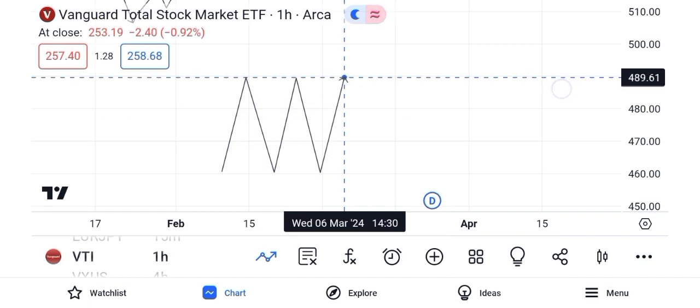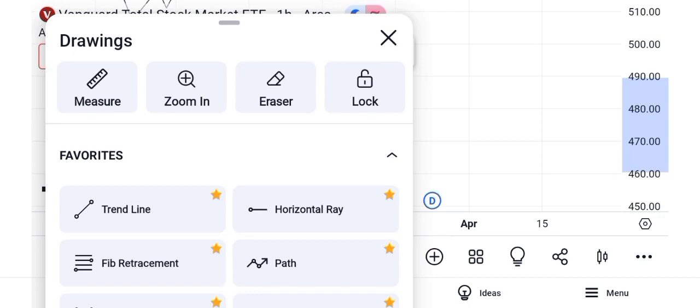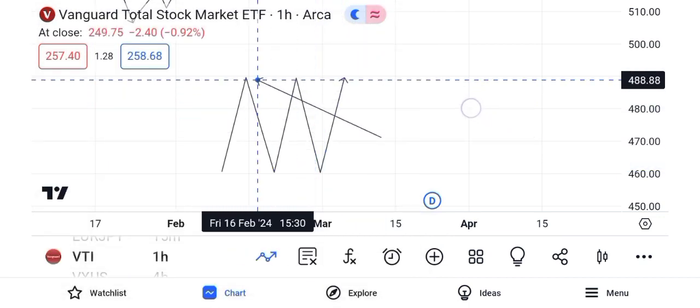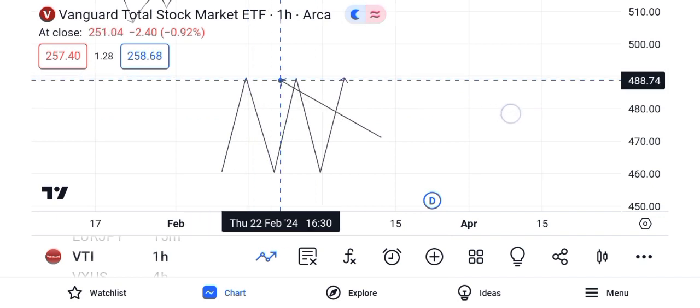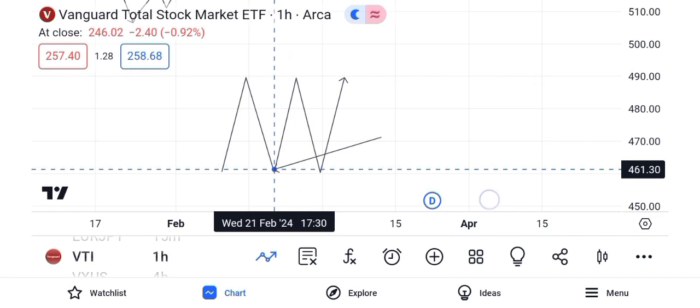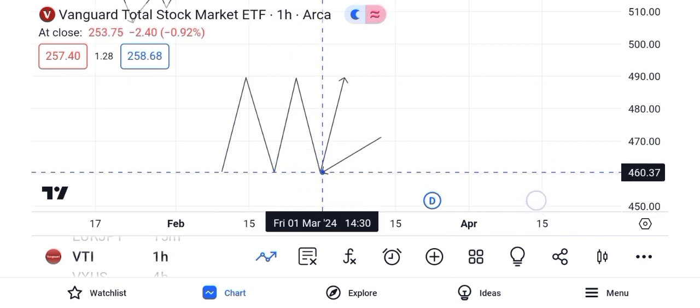So now one thing you notice about a ranging market is that it has equal highs and equal lows. So you notice that this high here and this high here, they are equal, and this low here and this low here, they are also equal. So this is how a ranging market looks like.